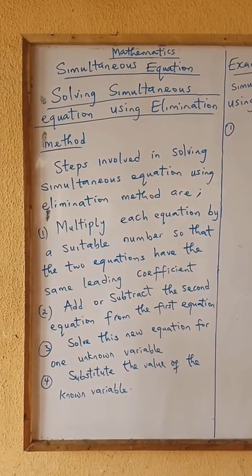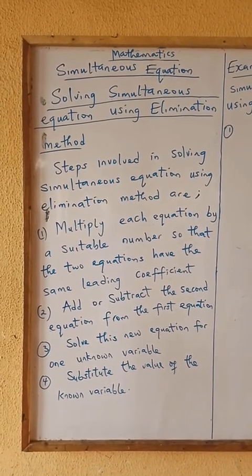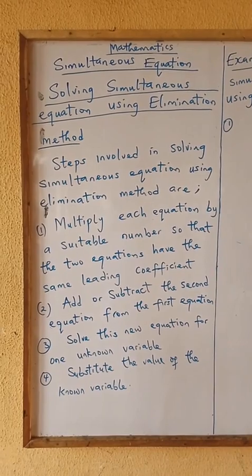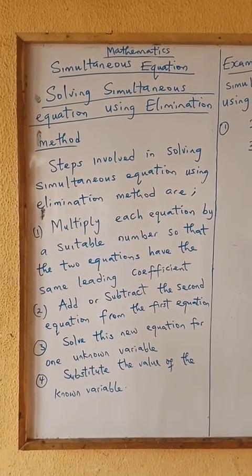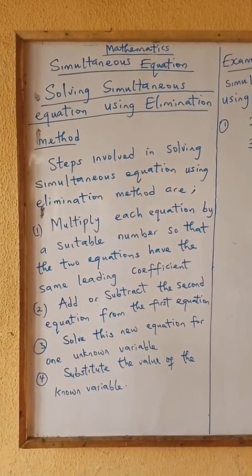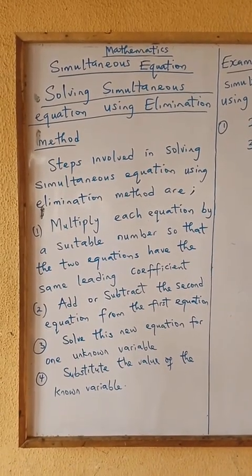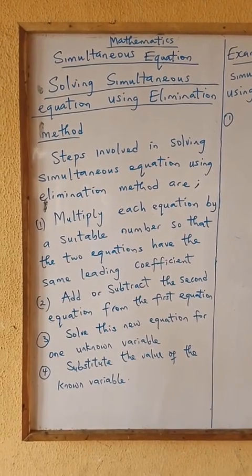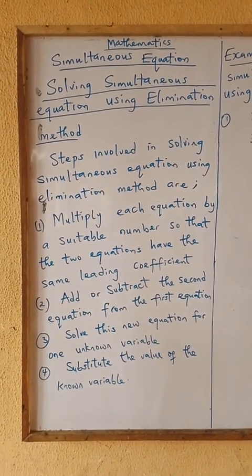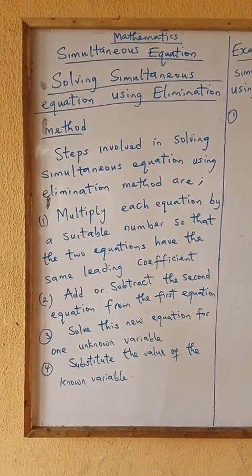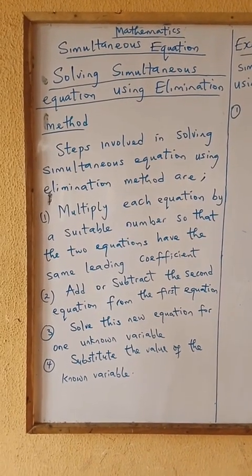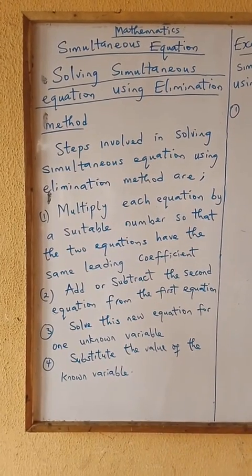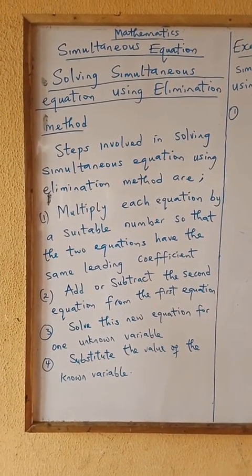The first step that you need to apply is to eliminate one of the unknown variables. By the time you get the value of one of the unknown variables, it will become a known variable. Then you are going to substitute into one of the equations in order to get the second variable. Methods of solving simultaneous equations are: number one, elimination method; number two, substitution method; and number three, graphical method.